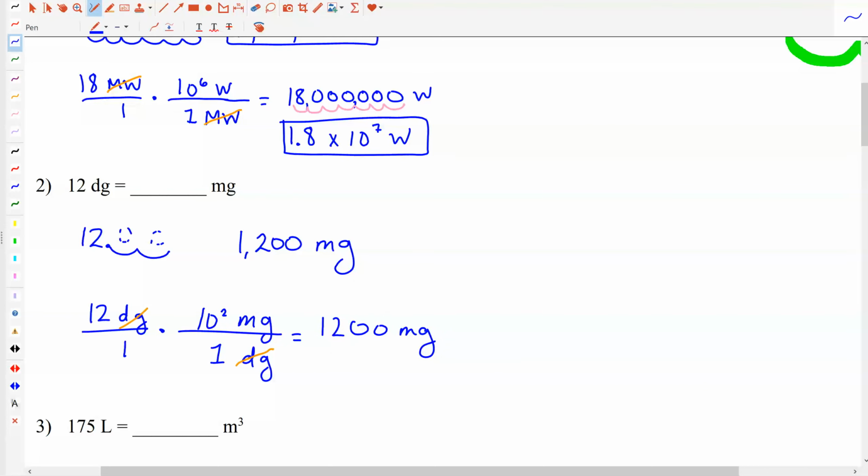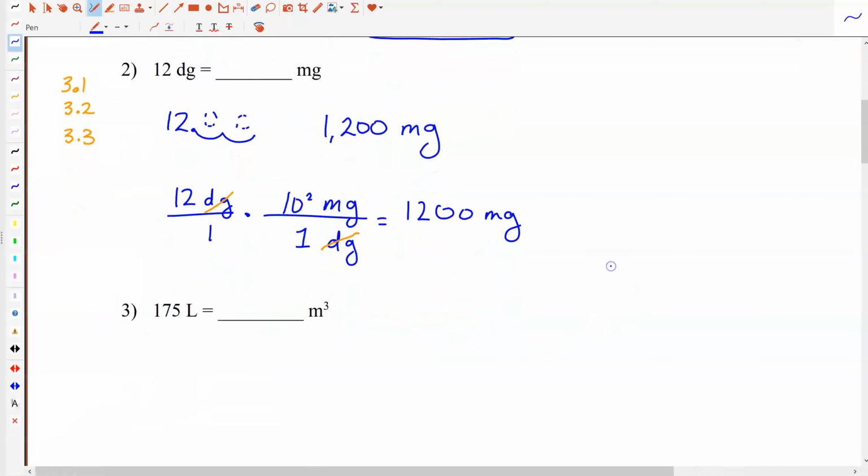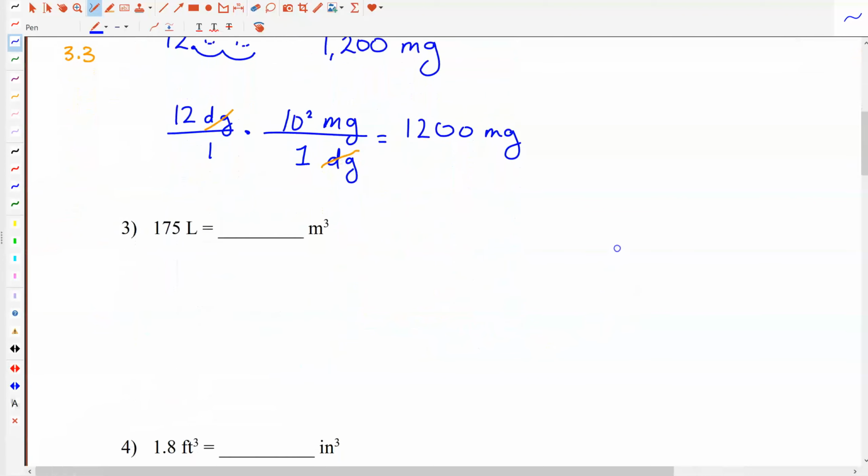All right, very cool. How are we doing so far? Are we doing okay with the conversions in the metric system and the prefixes and how to move the decimal point? Let's take a look at this next one. So question number 3, 175 liters is equal to how many cubic meters?